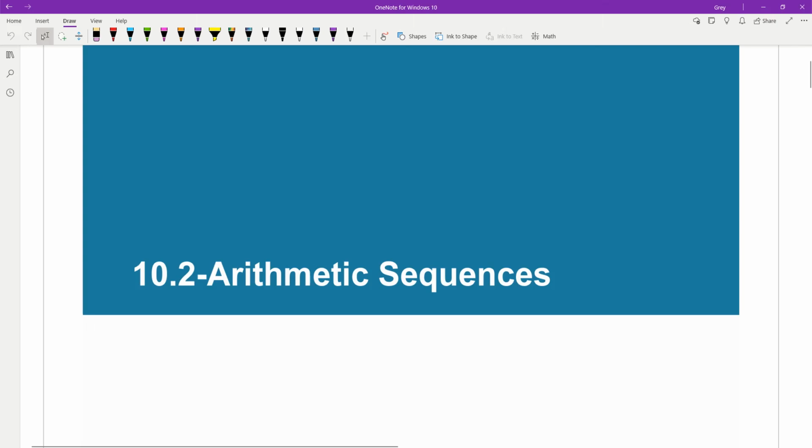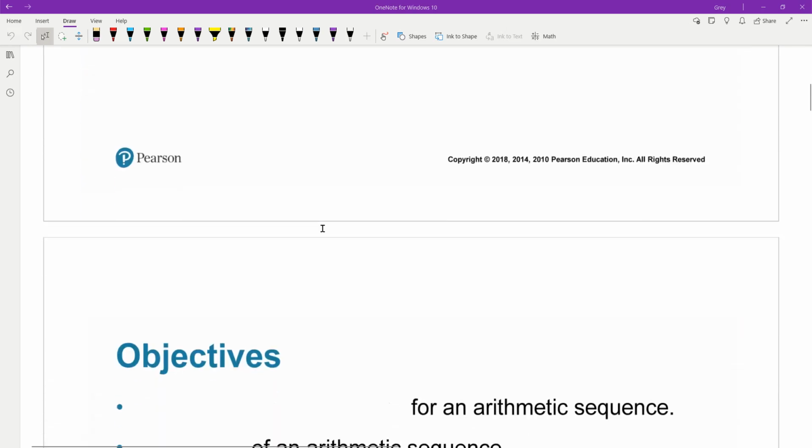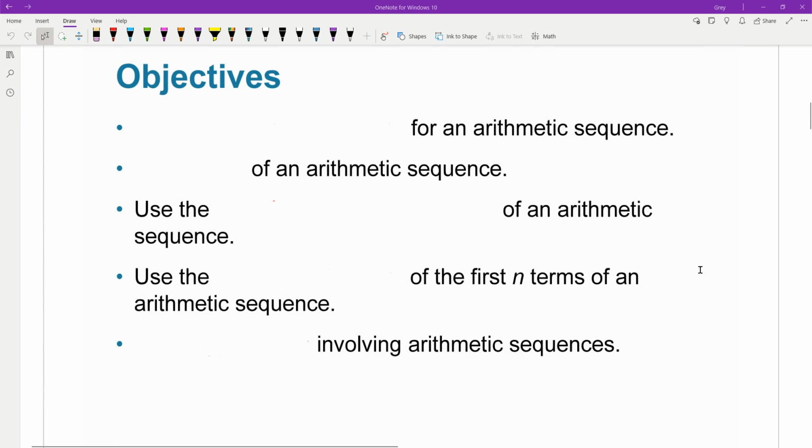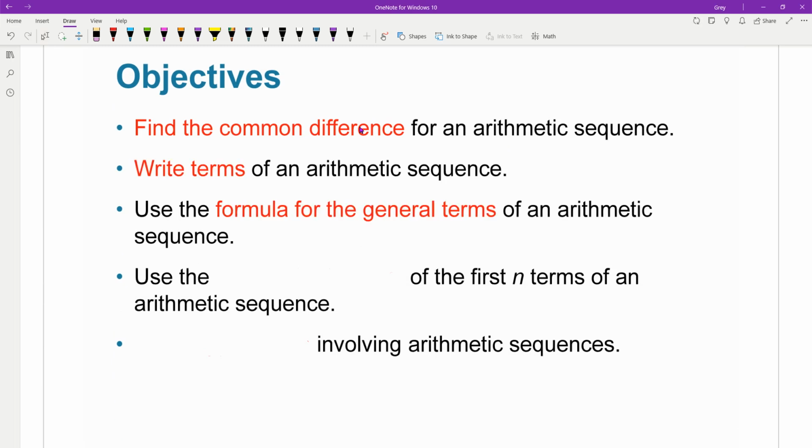Hello there, this is Miss Nakayama, and today's lesson is 10.2, Arithmetic Sequences. In this video, we are going to find the common difference for arithmetic sequences. We're going to write terms of an arithmetic sequence. We're going to use a formula to find the general terms.